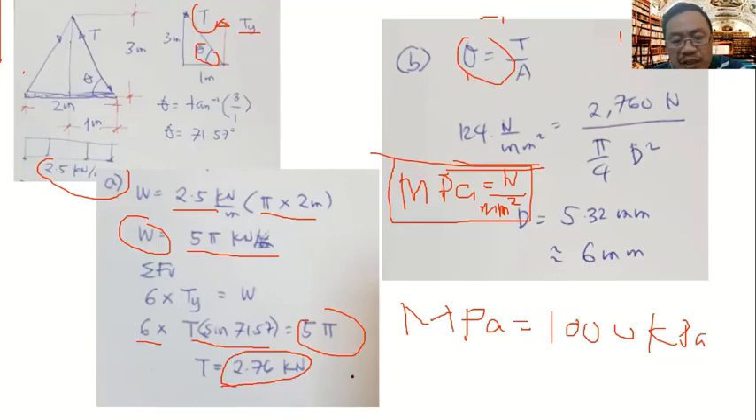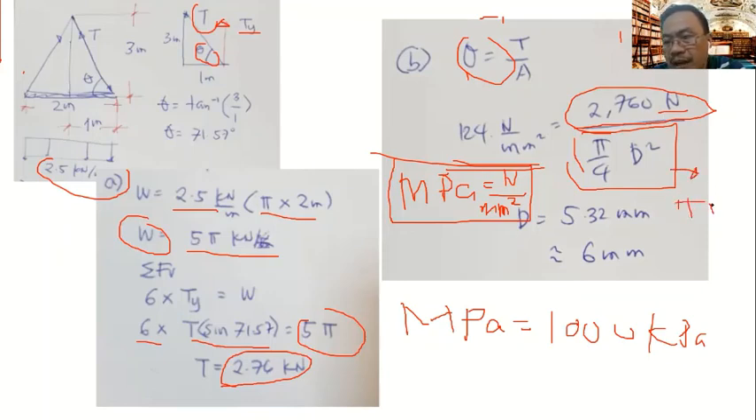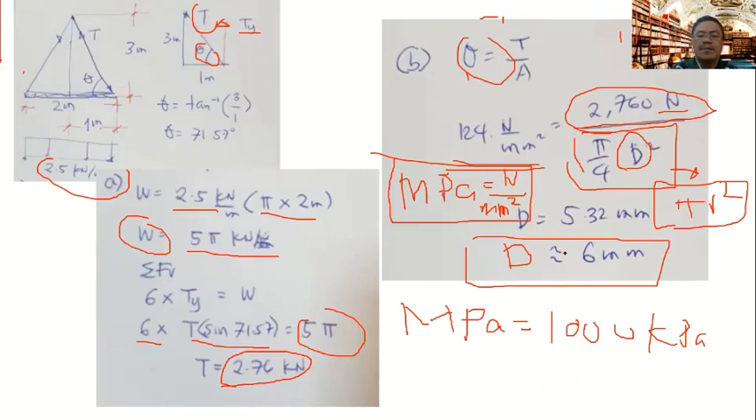So yung T natin, 2.76 kilonewton, dapat i-convert natin into Newton. Times 1,000 magiging 2,760 Newton. And now the area of the circle, alam naman natin na area of circle is pi d squared over 4. Pero pwede rin, pi r squared. Since ang kinukompute naman natin is diameter, let's make use of this formula. Pi d squared over 4. So therefore, d is equal to 5.32. We can change it to 6 millimeters. Round up to 6 millimeters. Okay? Any questions about this one?